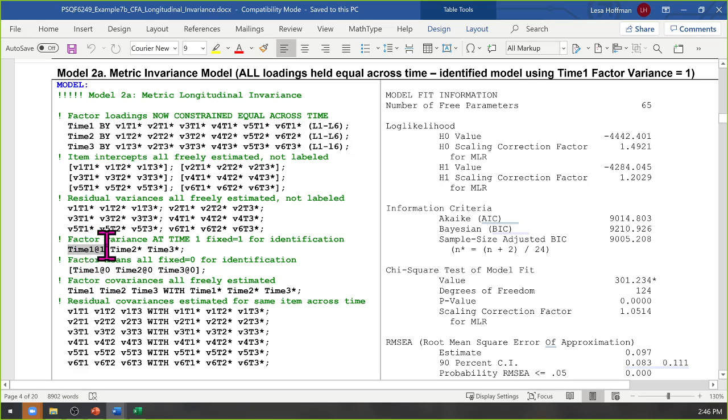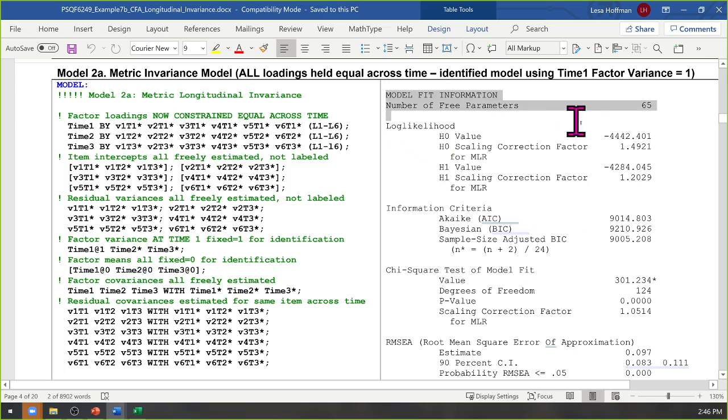So the time 1 factor's variance is fixed to 1. Time 2 and time 3 variance is now estimated because we're trying to see if the only reason that they had different loadings is because we had different factor variances. That's the constraint we're trying to put on there. Everything else is exactly the same. So we saved what should have been 12 loadings, but then we had to free up 2 variances, so it should be a net savings of 10.